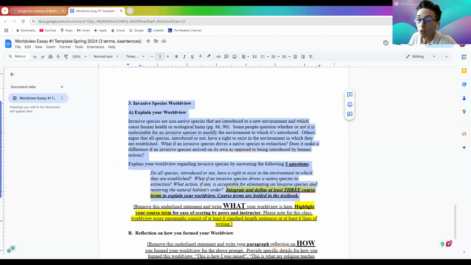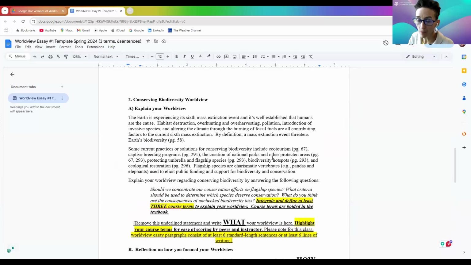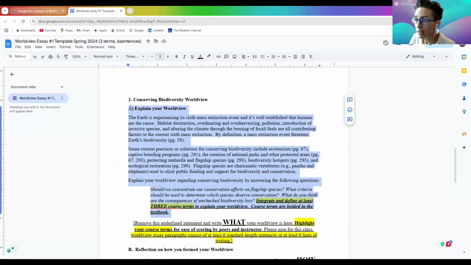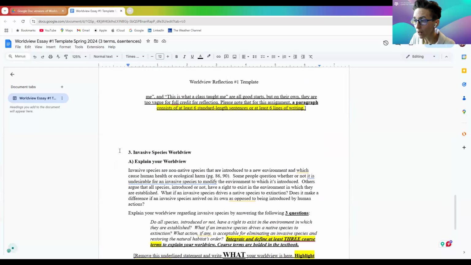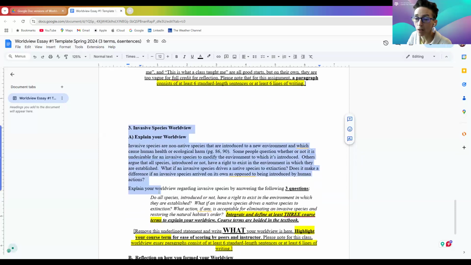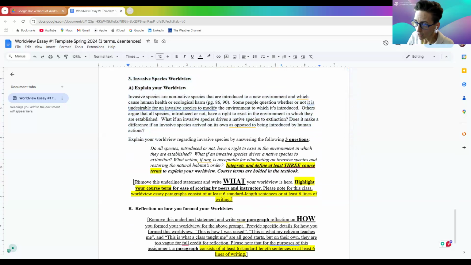And then notice that these things are not in brackets, so that would stay. The reason being, and I'm so glad that you asked, is because there are 3 prompts and students get to pick. Let's say Jasmine, you write on invasive species, and Riley decides to write on conserving biodiversity. If she were to delete all of this, and all she had was the explanation of her worldview, you wouldn't have the context that you needed when you went to score her essay. So you keep the explanation for your prompt. But you'll notice that there are brackets. Here, this is a bracket. Remove this underlined statement. You remove everything in the brackets and you write what your worldview is.